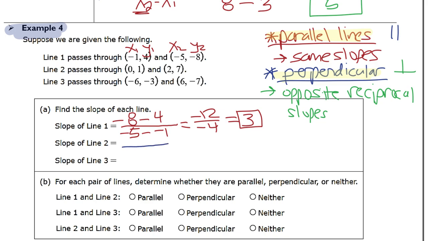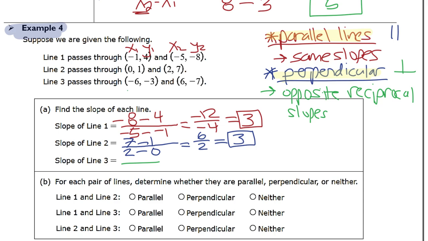Now this next one, line 2, again I'm going to do the same thing, so I'll start with the y2 minus the y1 over the x2 minus the x1, which gives me 6 over 2, which is in fact positive 3 again. Now the last one, sorry if there's not that much room here. I'm sure that on your paper you have a little bit more room, or you can write it on the side if you need to.